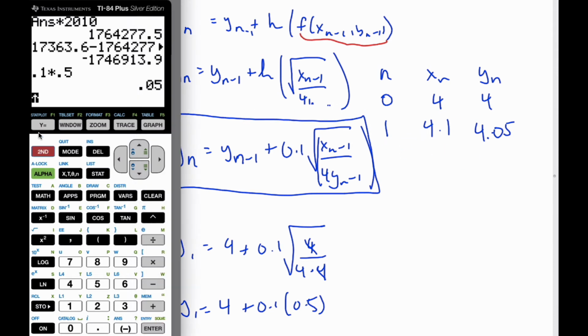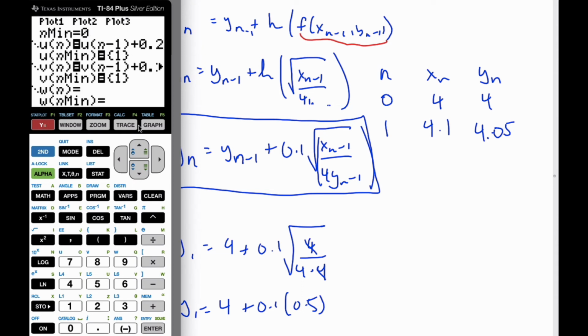To show you what's going to happen, my very first value is n is 0, my minimum. For my x values, each time I'm going to add 0.1. My first value is going to be 4. The y value is going to be this equation here that I'm going to put in, so I'm going to clear that and start all over.